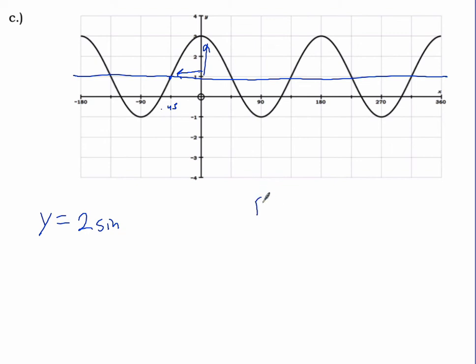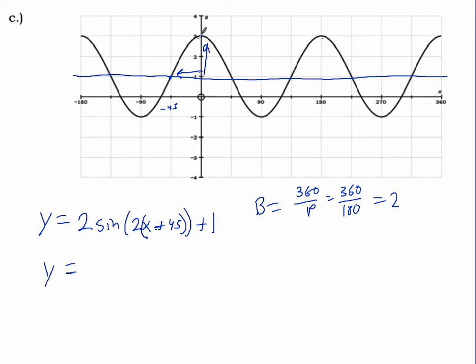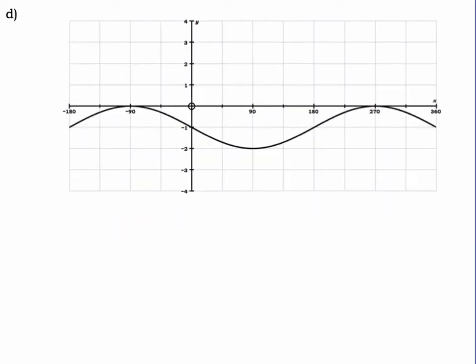So y equals 2 sine, because the amplitude is 2. Oh, let's get the b value. B is 360 over the period. The period is, let's go from maximum to maximum, 180. So the b value is 2. So this is 2 times x minus negative 45, which is just plus 45. That shifts it to the left 45 degrees, plus 1. Okay? Cosine, looks like for cosine there's no horizontal shift, so it's just 2 cosine 2x plus 1, right? So that's it for the cosine.